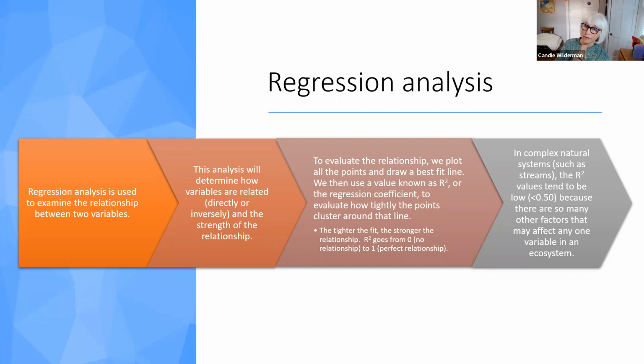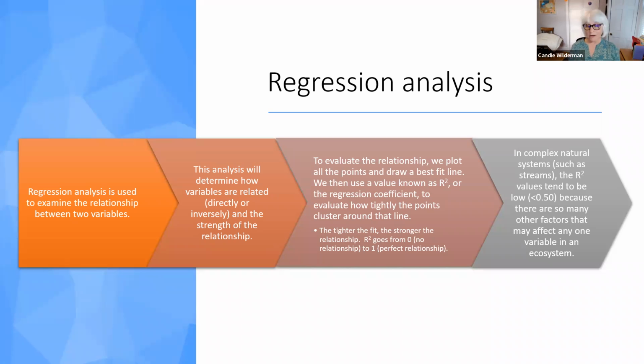Are they inversely related to each other or directly? In other words, as one increases, does the other increase, or as one increases, does the other decrease? And it also looks at the strength of the relationship as well. So to evaluate this relationship, we plot all the points on a bivariate plot, and I'll show you this in a minute, and we draw what's called a best fit line.